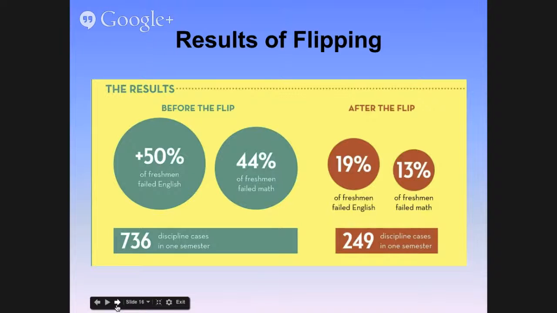Yes, ma'am. Are we referring to public schools? This is a public school here. This is a public school that did the flip. After the flip, only 19% were failing English, only 13% were failing math, and their discipline cases dropped down to 229. Why? Because in a flipped classroom, kids are invested in their learning.